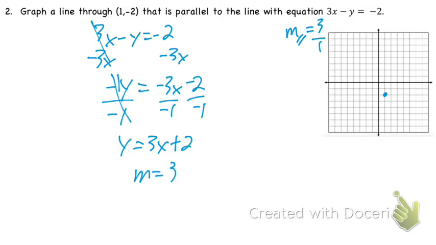So now, where do I go from my point 1 comma negative 2 to get a new point? Up 3 and right 1. Up 3, right 1. Or where else can I go from my original point? Down 3, left 1. I can do the opposite.